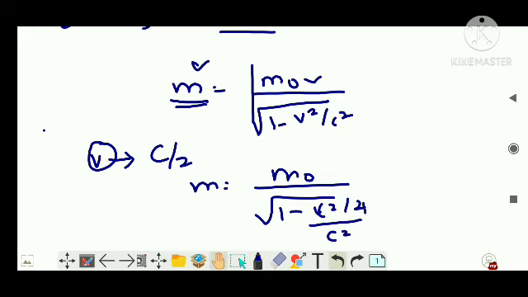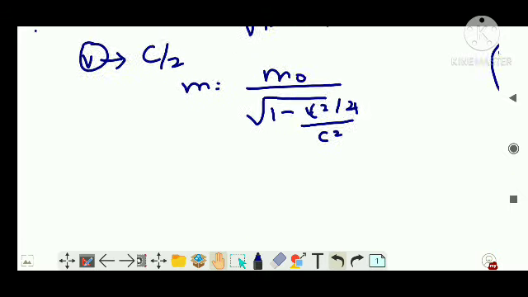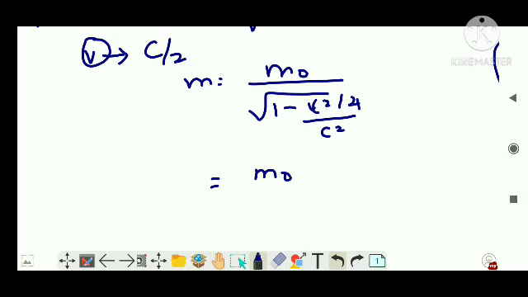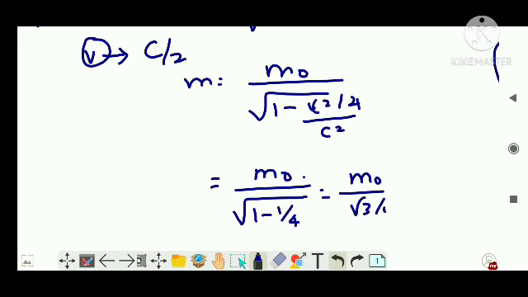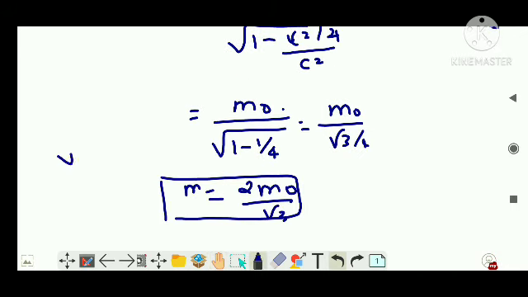Then c squared cancels out, and I can write m naught divided by root of 1 minus 1 by 4, or m naught divided by root 3 by 4, which is equal to 2 m naught by root 3. This is the current mass of the object which is moving with velocity c by 2. Initially its mass was m naught. Clear? Now its velocity has increased.